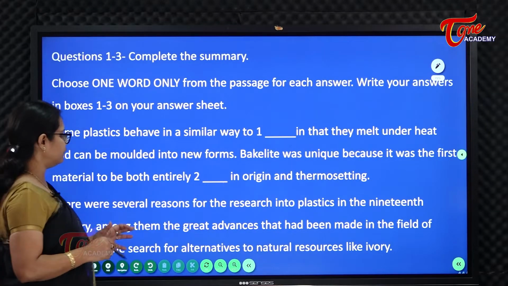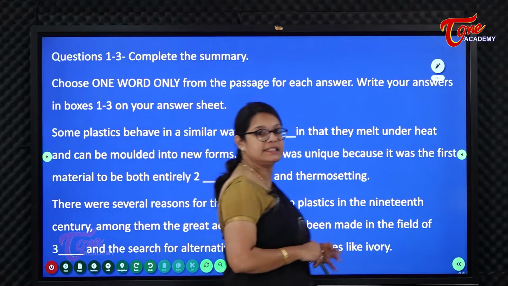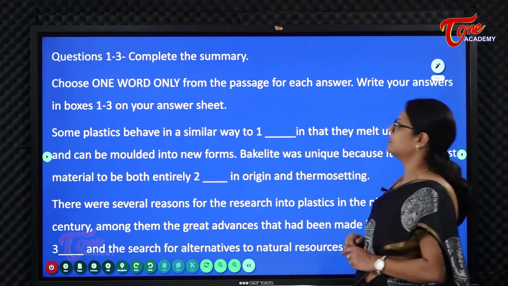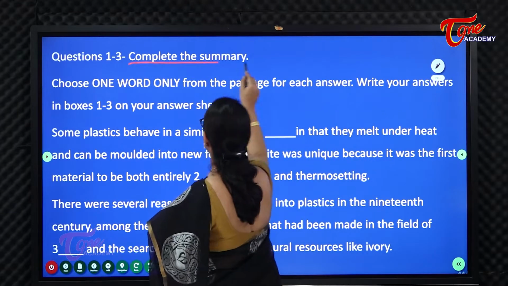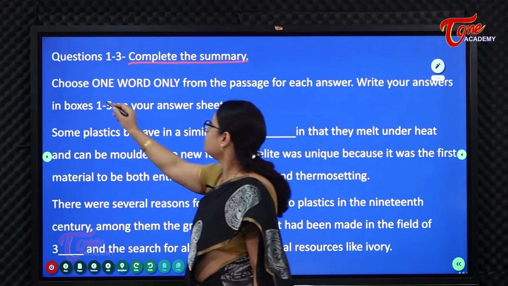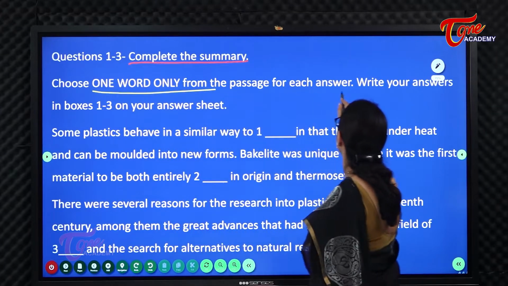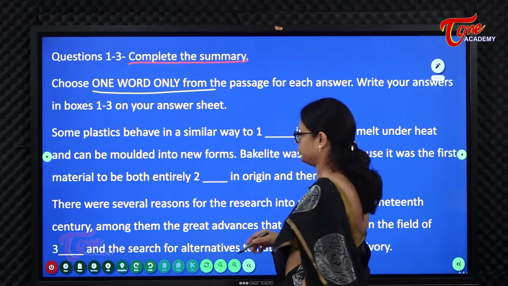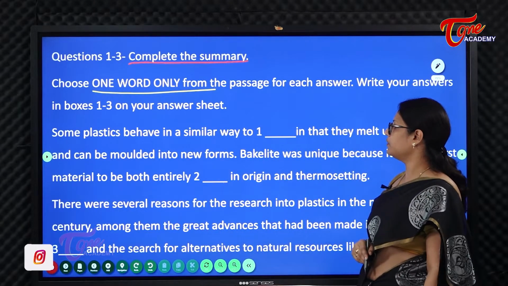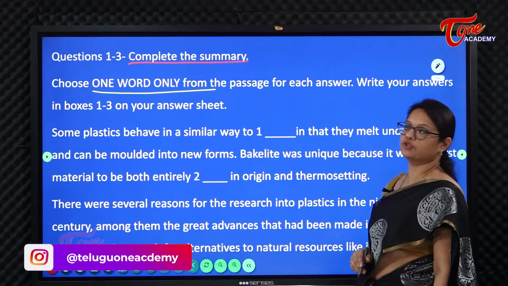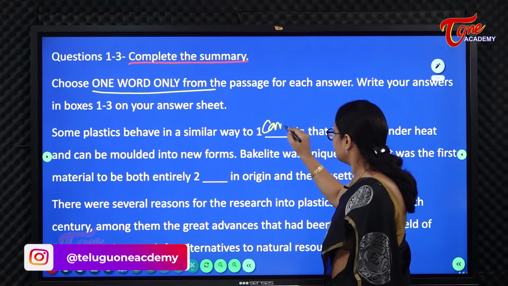All right, now we have reached the first section of the first segment, that is complete the summary. So summarizing is the first segment. Here he is asking us to use only one word from the passage for each of the answers and write your answers in boxes 1 to 3 of your answer sheet. Now, some plastics behave in a way similar to dash in that they melt under heat and can be molded into new forms. The answer is candle wax.